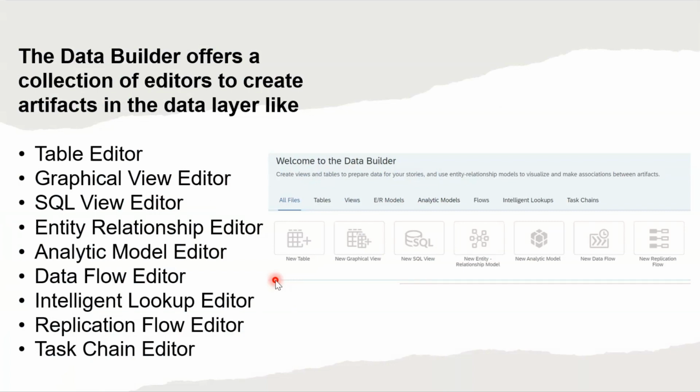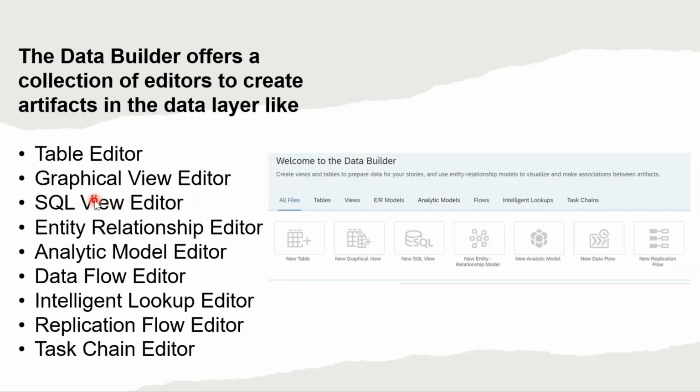Then we have a graphical view editor. Graphical view editor is basically where you can create a view using multiple table joins. So for example, if you have multiple tables and you want to have a view by connecting all those tables using inner join, left outer join, or right outer join, or any of the joins, then you can use this graphical view editor option.